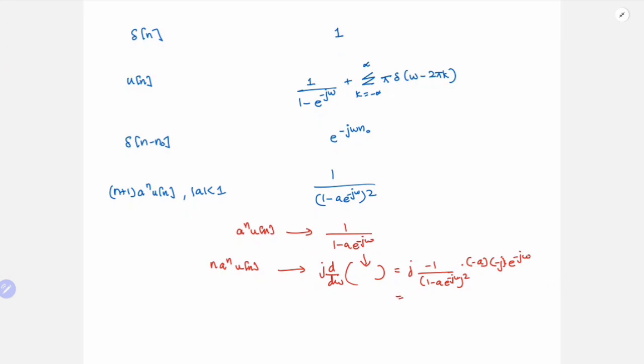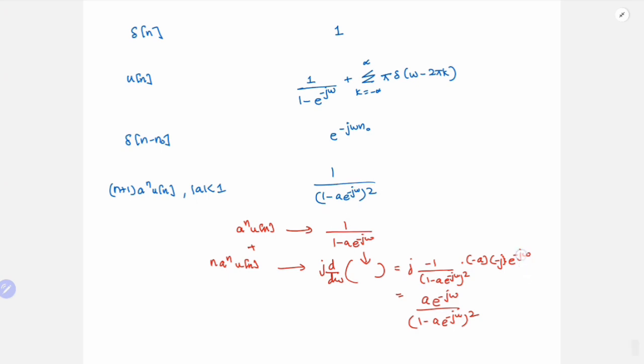So how many minus signs do you have? You have 3 minus signs, and also j into j will give you another minus sign. So we'll get plus a e power minus j omega by 1 minus a e power minus j omega whole square. Again, if you add these both, this a e power minus j omega will cancel with whatever comes in the numerator, and you will get this term. Okay.